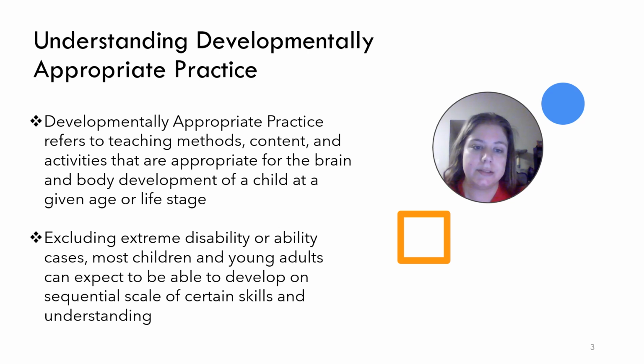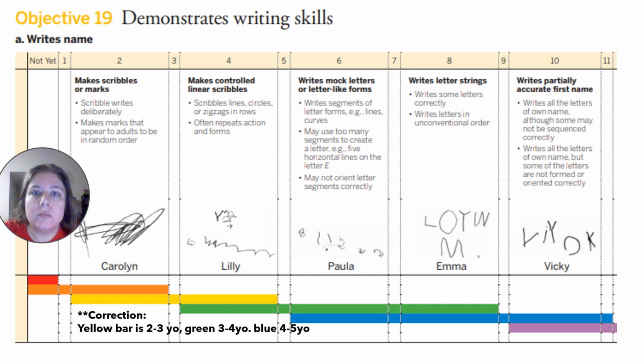That is research-based. So again, excluding an extreme disability or ability case, most children and young adults, you can expect them to be able to develop on a sequential scale based on their processes in their brain, how their muscles are growing, how their strength grows, how their processing of language grows, everything. They learn these things sequentially with certain skills and understanding building on top of one another. So more on developmentally appropriate practice. Most children, like I said, they develop sequentially, but there is a wide range at when these children develop.